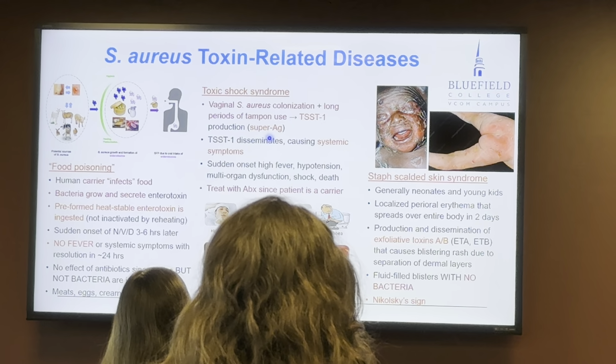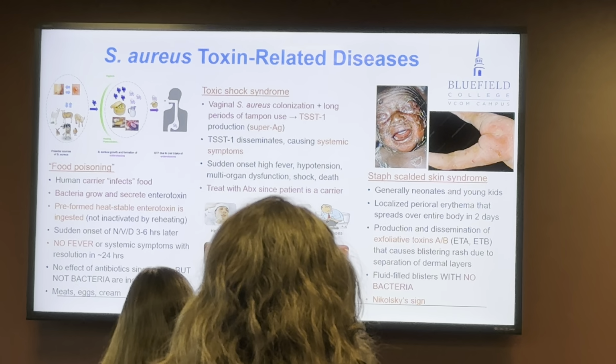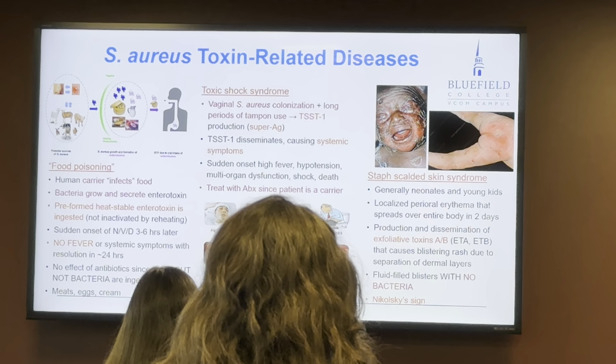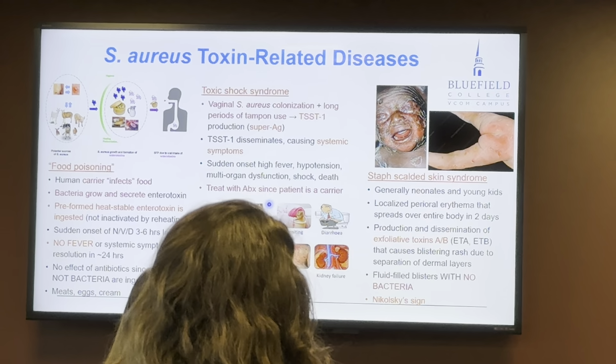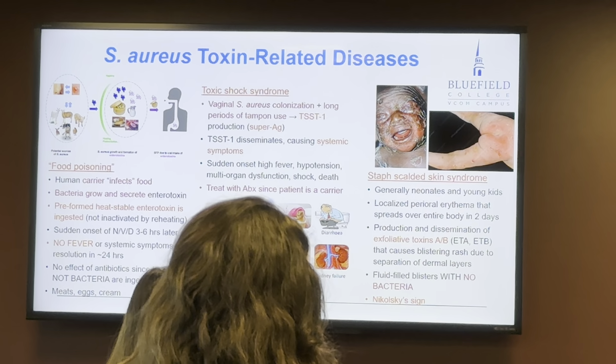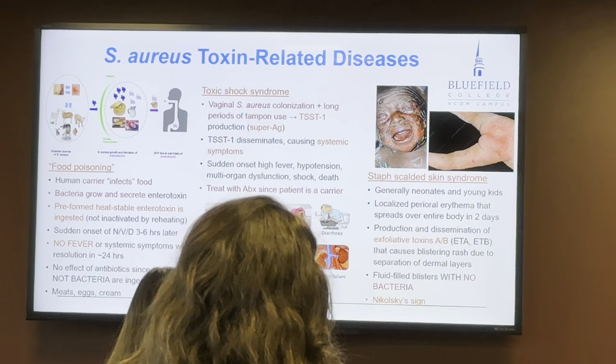And again, this is a super antigen. Here, for food poisoning, you don't treat the patient because the bacteria are dead, they're eating the toxin. But because the bacteria are colonizing the patient, this is where you would treat, especially if there are recurrent events.